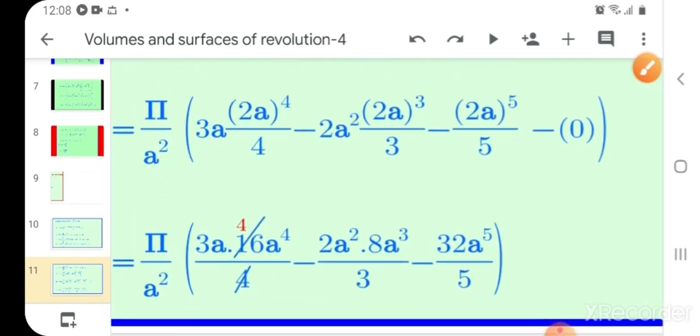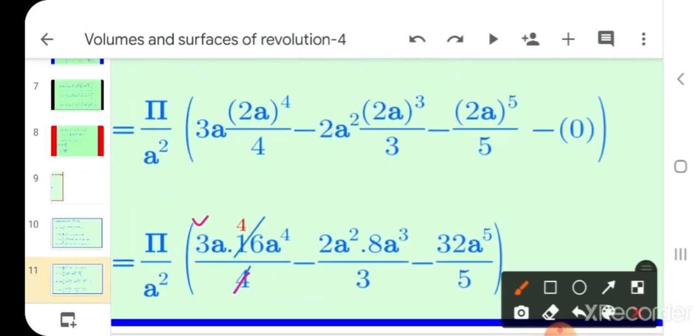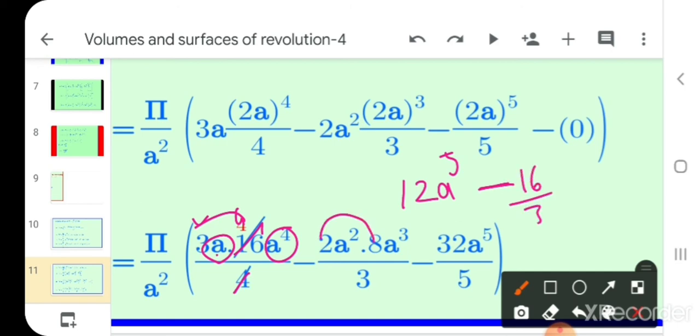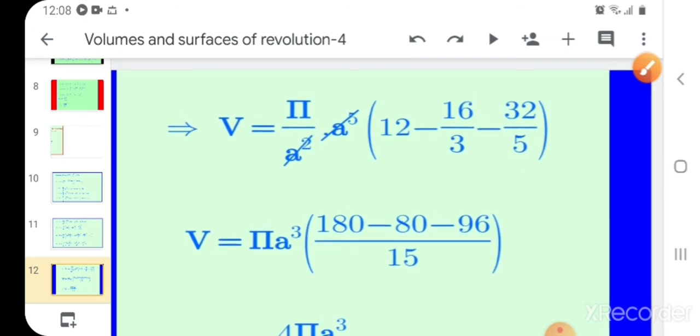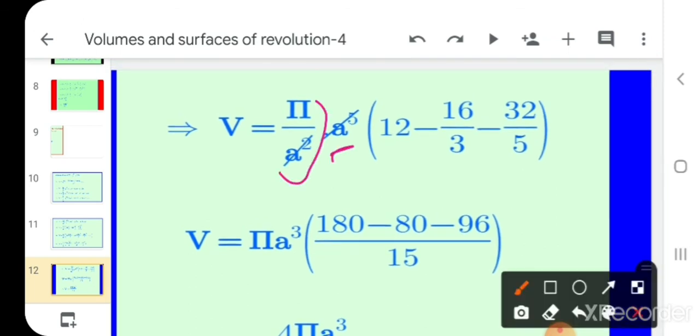Like this. 3 times 4 by 4 times 16: 3, 4s are 12, so 12 a into a power 4 is a power 5. Minus 2 times 8 is 16 by 3, a power 5. Minus 32 by 5, a power 5. In all terms we have a power 5, so I take a power 5 common. Before that we have the constant pi by a square, and the remaining numbers are 12 minus 16 by 3 minus 32 by 5. A square and a power 5 cancel, and we get pi a cube.